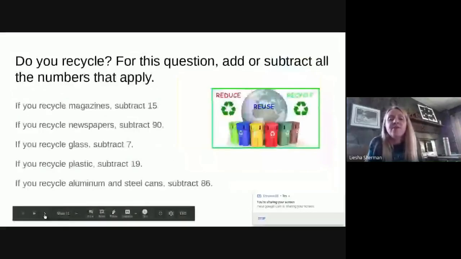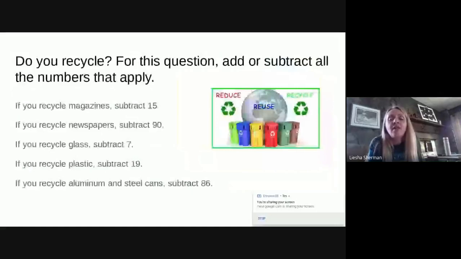Do you recycle? For this question, add or subtract all the numbers that apply. So if you recycle magazines, subtract 15. If you recycle newspapers, subtract 90. If you recycle glass, subtract 7. If you recycle plastic, subtract 19. If you recycle aluminum and steel cans, subtract 86.